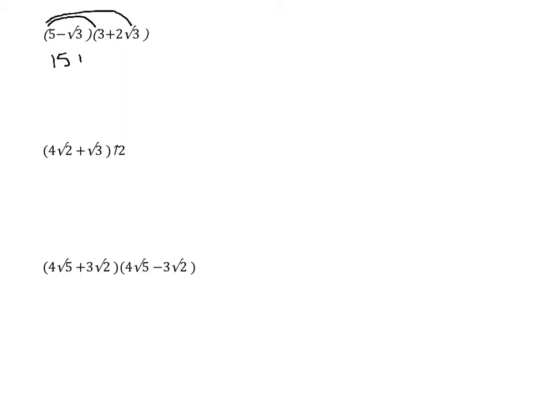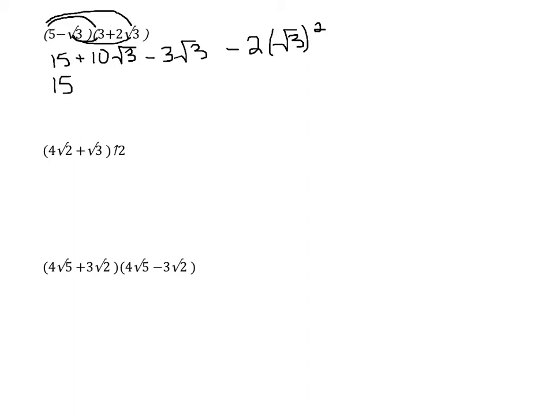Outsides would be plus 10 times the square root of 3. The inside, minus 3 times the square root of 3. And then the last would be minus 2 times the square root of 3 squared. Now, we can combine like terms.